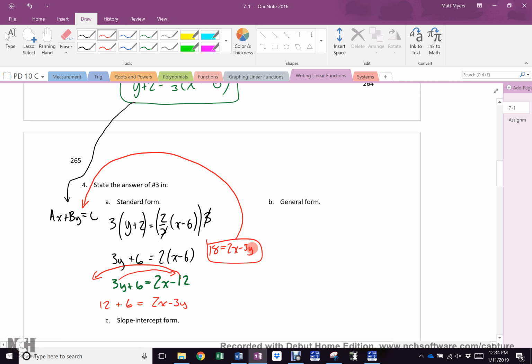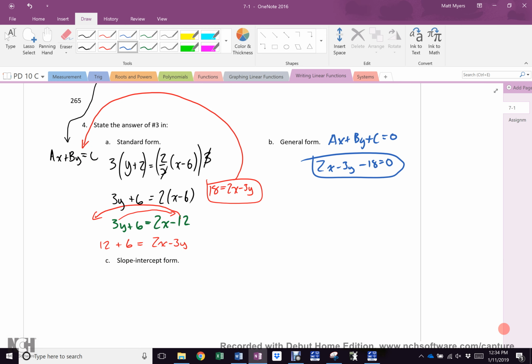Now, how do I make that look like this? Just move the 18. 2x minus 3y minus 18 equals 0. Yeah? Yeah.